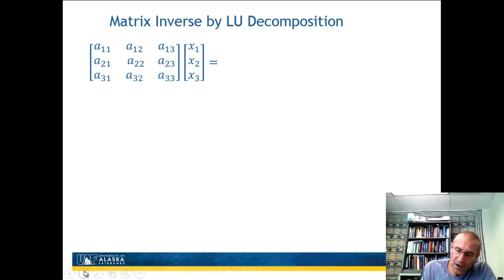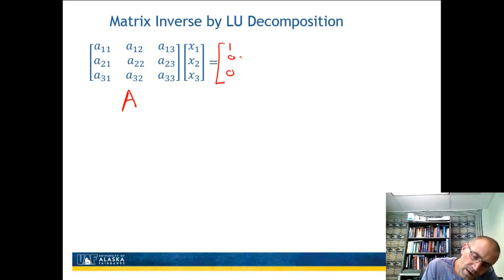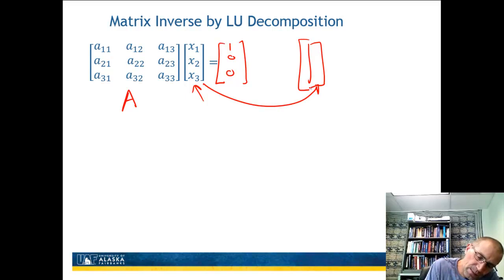This is the way you do it. This is my A matrix that I want to find the inverse of. What I do is set this equal to a vector that's 1, 0, 0, putting a 1 at the top and 0s everywhere else. Now go ahead and solve this for x. Then I'm going to take that vector and put it right here. This is the value of x. I'm going to build my inverse matrix, A to the minus 1.